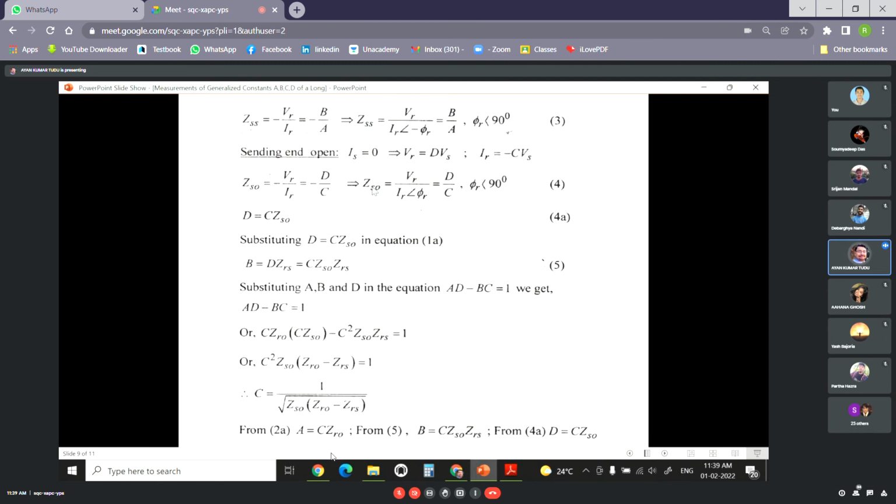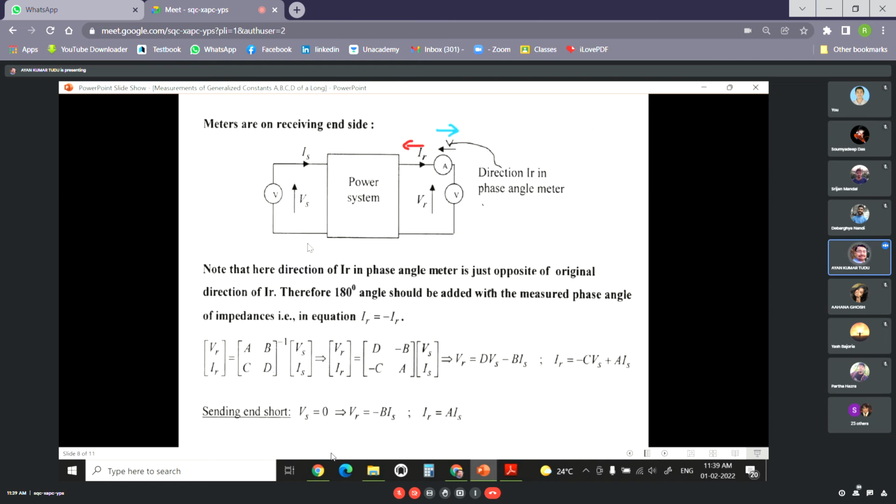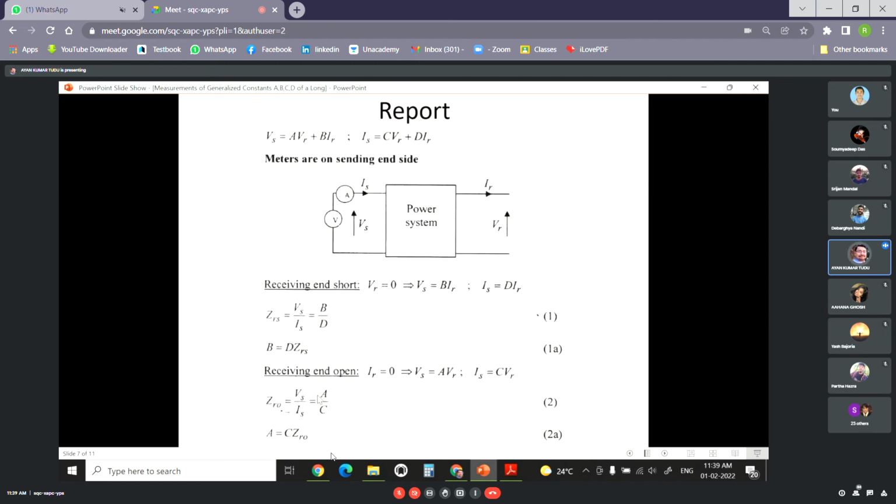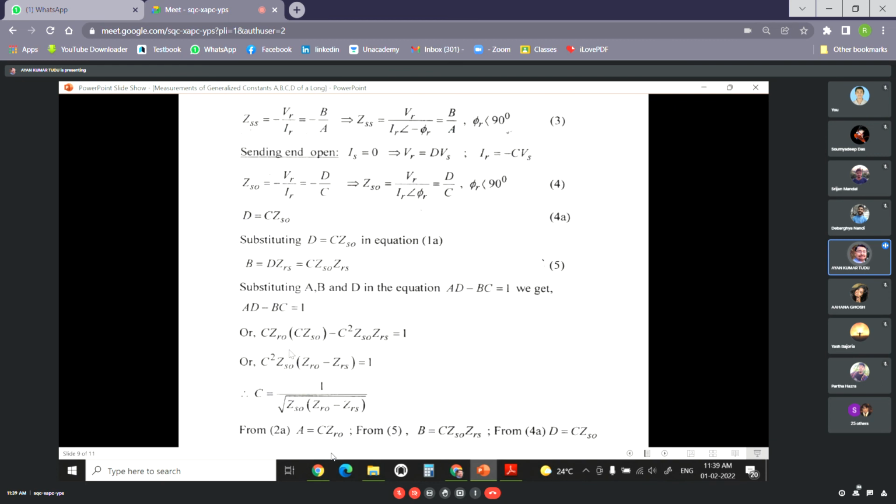Okay, so from this expression of 4, what can we write? We can write D equal to C into ZSO. Now in our first equation, we found that B equal to D into ZRS. So in respect of D, what can we write then? We can write C into ZSO. So B equal to D into ZRS, that is equal to C into ZSO into ZRS.